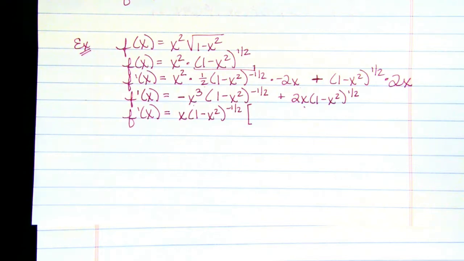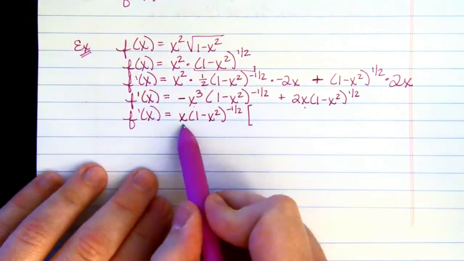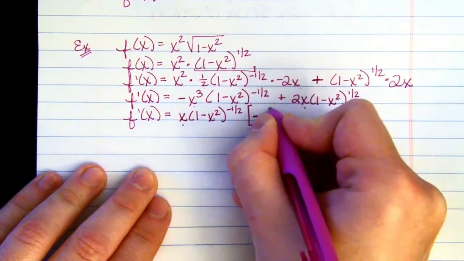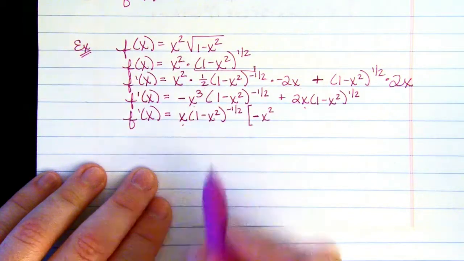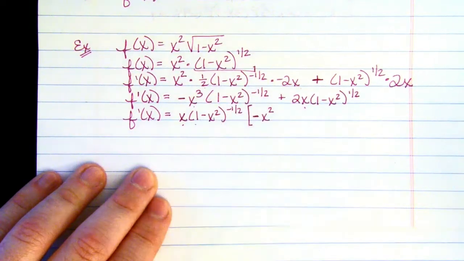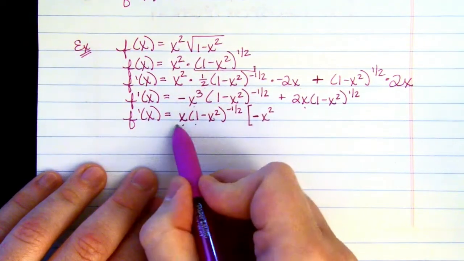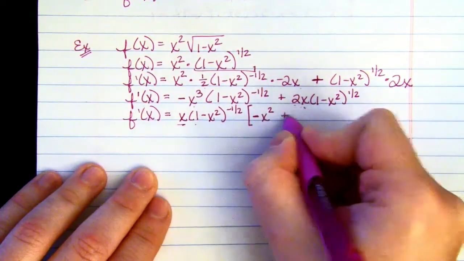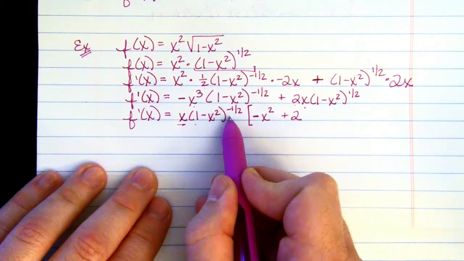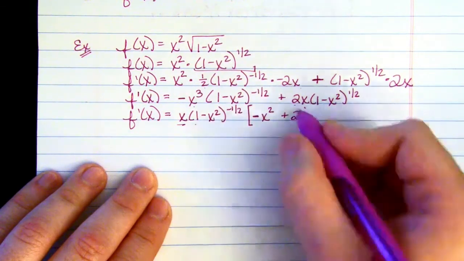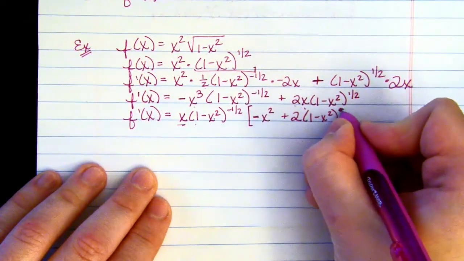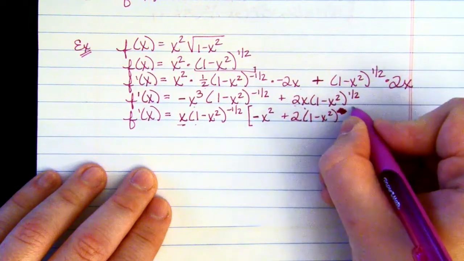What am I left with after I take out that GCF? Well, x times what would give me negative x³? I think I can do a negative x² over there. (1 − x²)^(−1/2) times what gives me (1 − x²)^(−1/2)? Nope, good with that piece. x times what gives me 2x? 2. And then (1 − x²)^(−1/2) times what gives me (1 − x²)^(1/2)? Well, I'm going to get 1 − x² to some sort of power that I'm going to figure out in a moment.